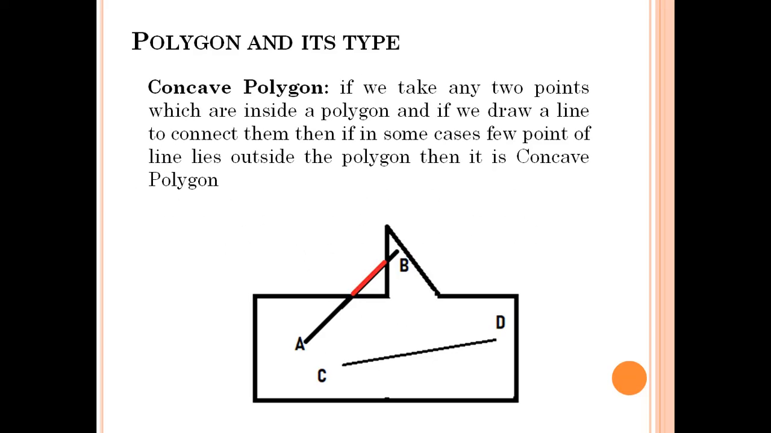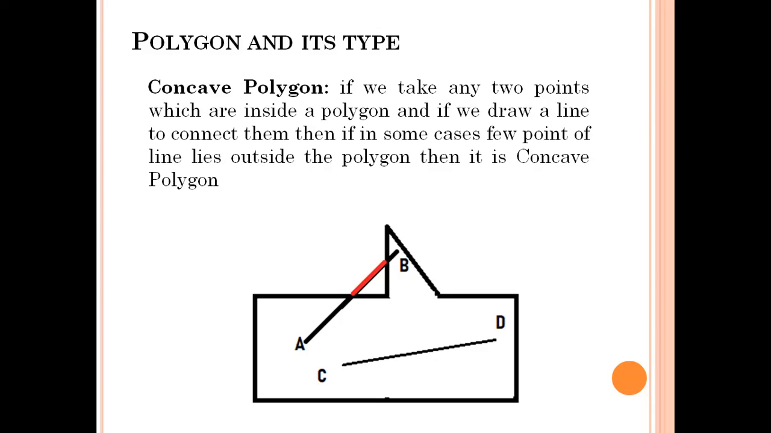Second type of polygon is the concave polygon. In the concave polygon, if you take 2 points, same as in the previous case, and obviously these 2 points must be from the inner part of the polygon, and you join those 2 points, then observe the result. In some cases it might be possible that all points of that line lie inside the polygon. For example, here there is a line which is connecting 2 points C and D, and in this case all points of that line are inside the polygon.